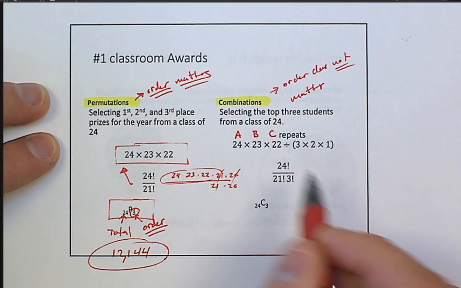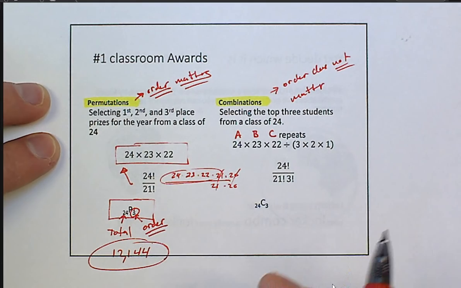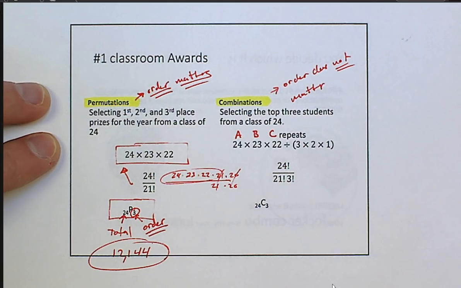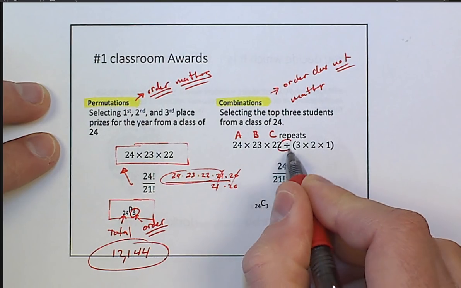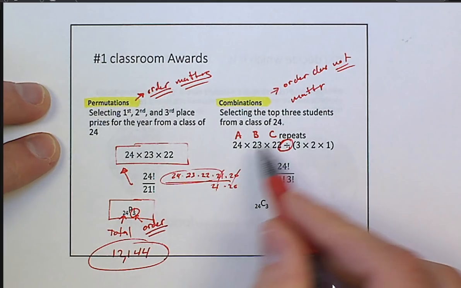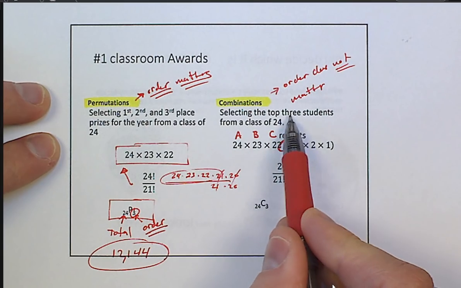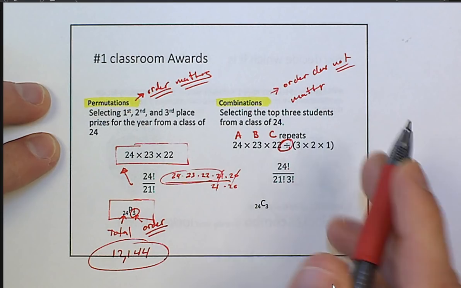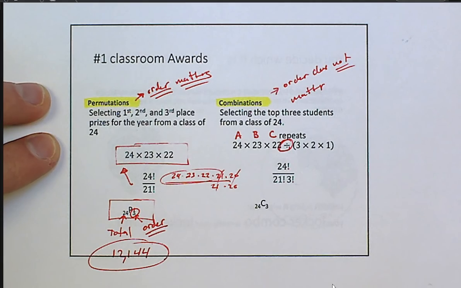Because order doesn't matter, we don't want those repeated top 3 to count in the total amount of options we have. So that's an example of a combination where order doesn't matter. And what you need to do is make sure you divide out 3 factorial, or however many you had. If this was selecting the top 8 students, it would be 24 divided by 8 factorial, because you'd have repeats where those 8 kids could repeat.